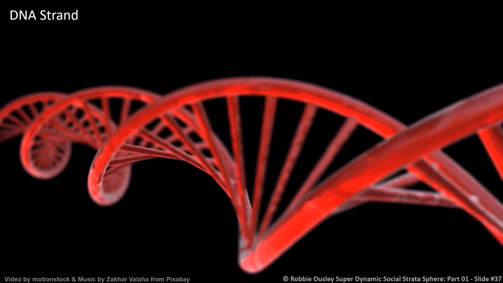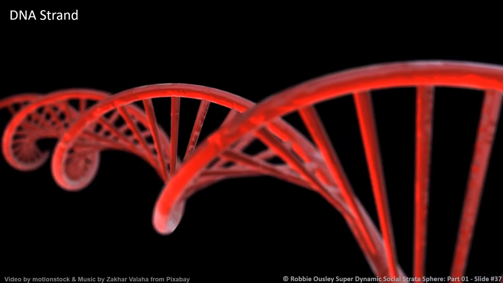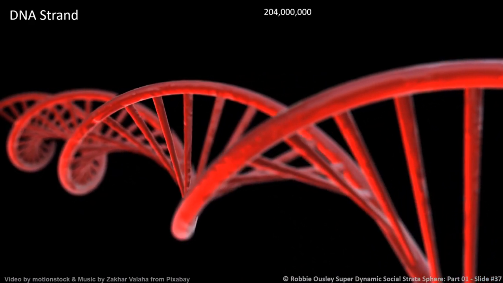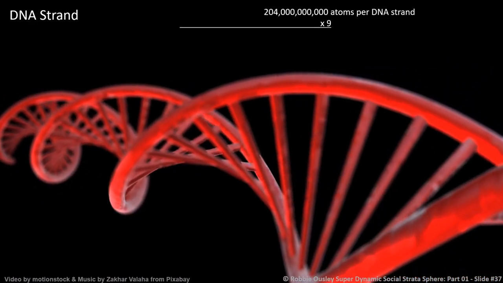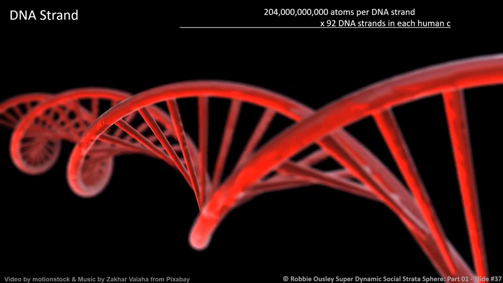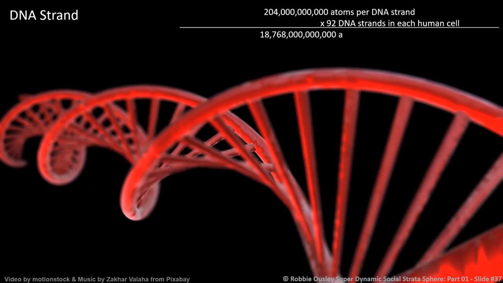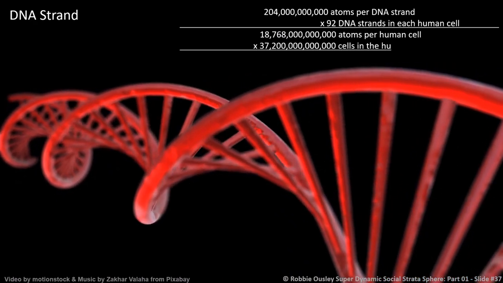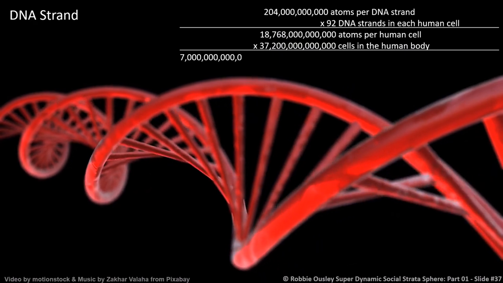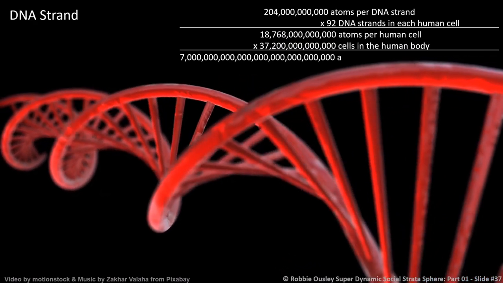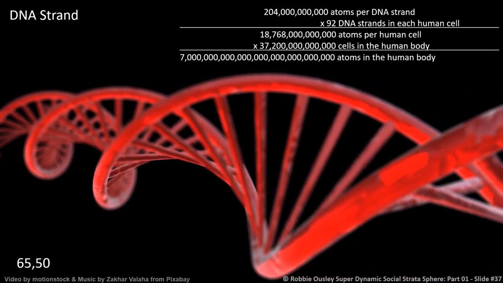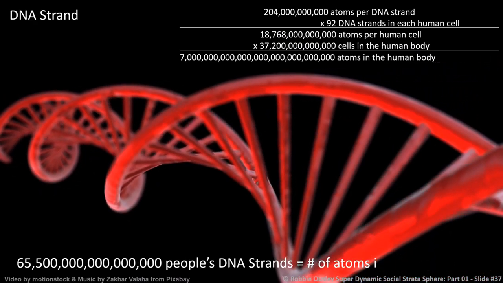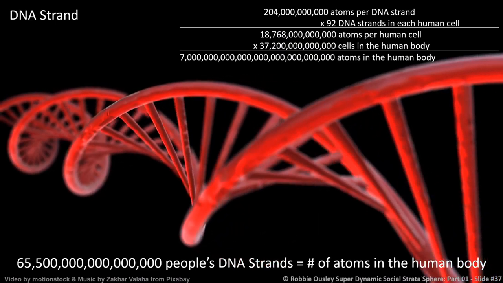As an example of how extensive physical structure and therefore social structures can be, let's look at an example that affects every person. Spirals are part of the tiniest, most invisible structures to the largest. Biological spirals include the DNA double helix. Here are some rough calculations. There are about 204 billion atoms in each strand of DNA, about 92 DNA strands in each human cell, about 37.2 trillion cells in the human body. This rounds to 7 octillion atoms in the human body, 27 zeros.